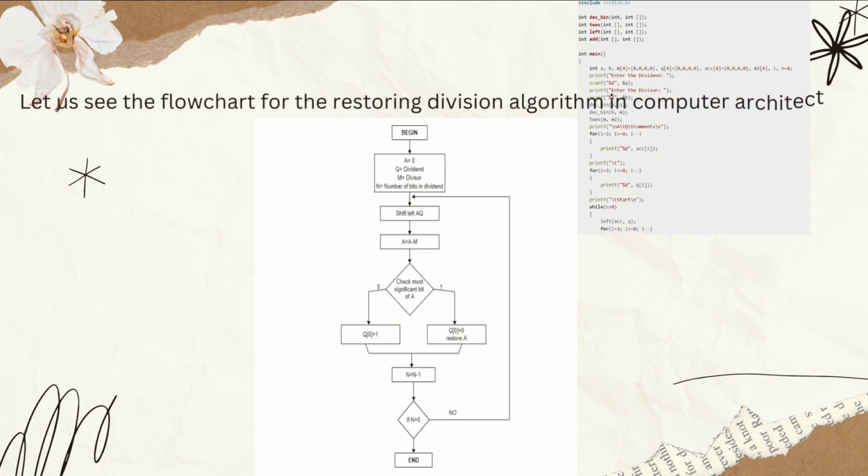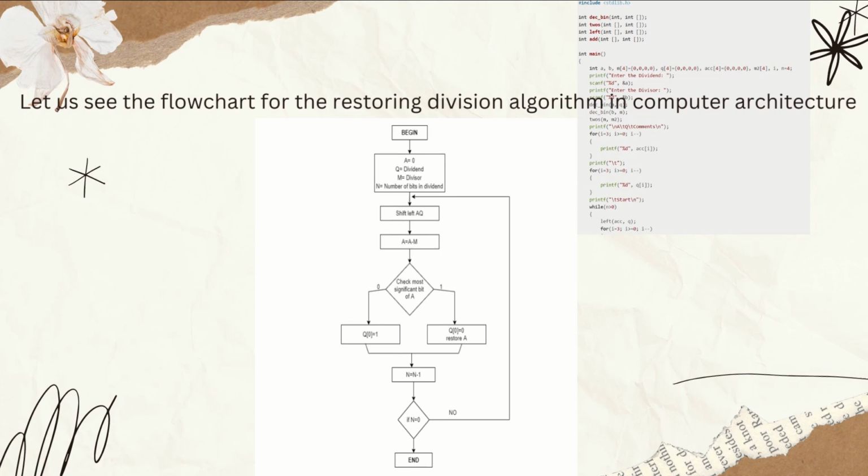I am roll number 57 and I am going to continue with the flowchart of the restoring division algorithm. Here A is the accumulator, M is the divisor, Q is the dividend, and N is the number of bits. In the initialization, the value of A is always taken as 0, and A and Q are shifted left by considering them as a single unit AQ. Then the binary value of M is subtracted from A and the result is stored in A.